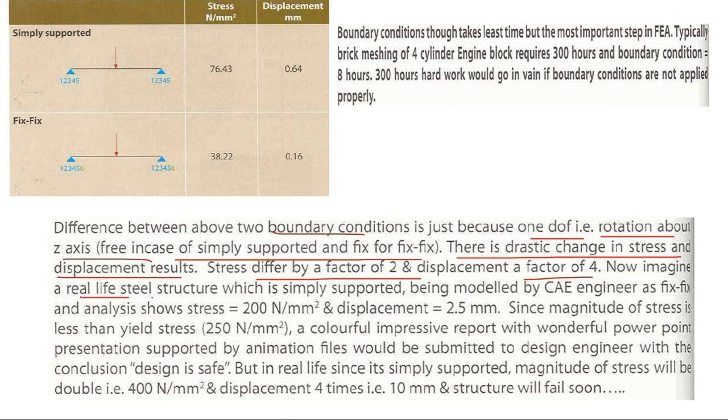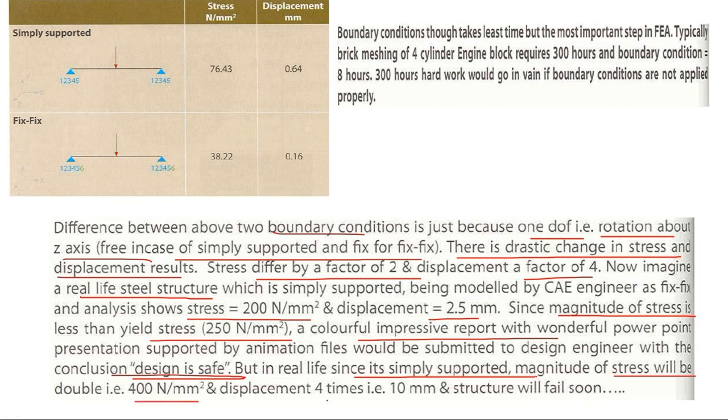Now imagine a real life steel structure which is simply supported being modeled by CAE engineers as fixed by mistake, and the analysis will show 200, and the displacement will also be very small. Since the magnitude of stress is less than the yield value, we will say that this is passing. A colorful impressive report with powerful presentation and animation files would be submitted to the design engineer with the conclusion that the design is safe. But in real life, since it is simply supported, the magnitude of stress will be double, 400, and displacement 4. That means the structure will fail soon.